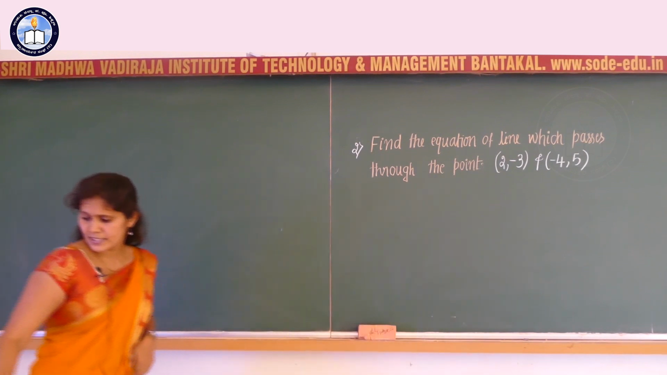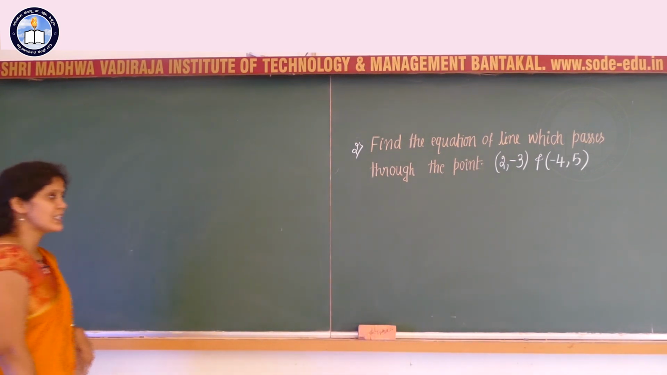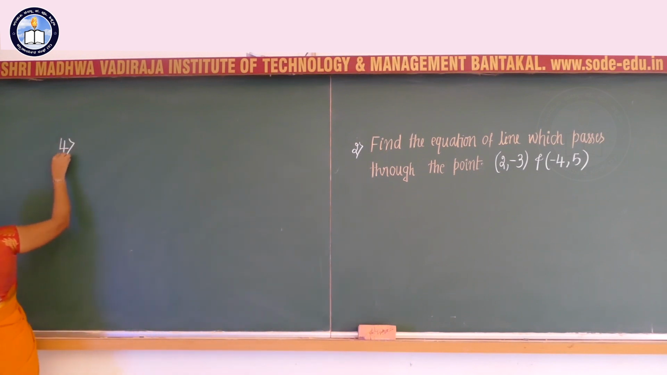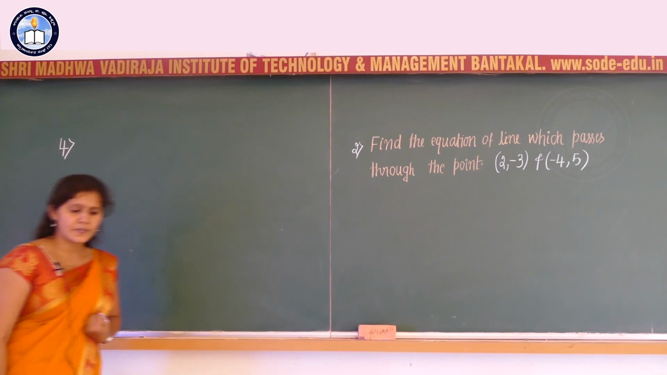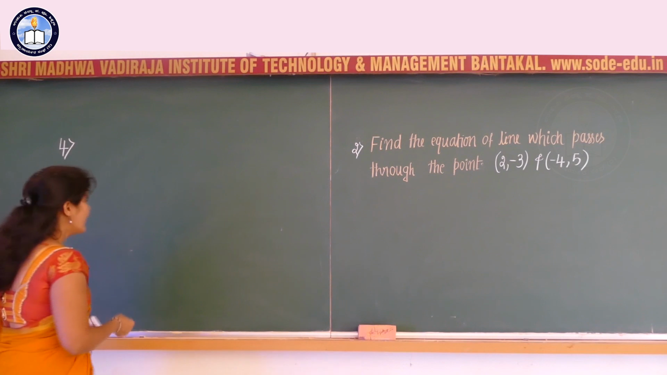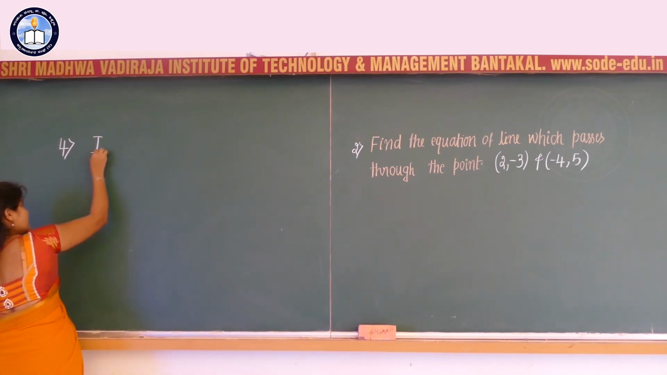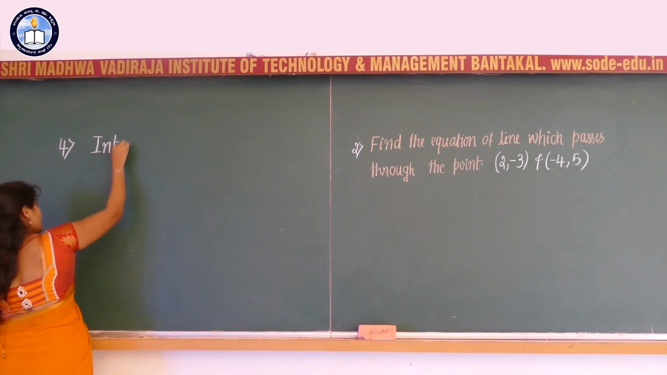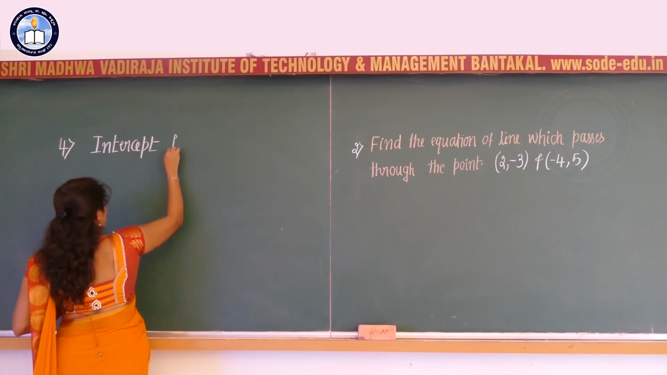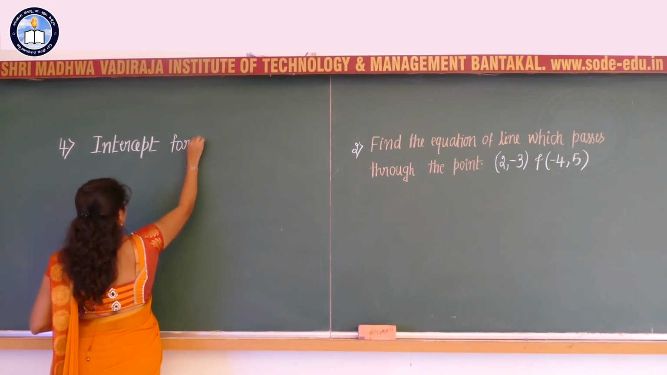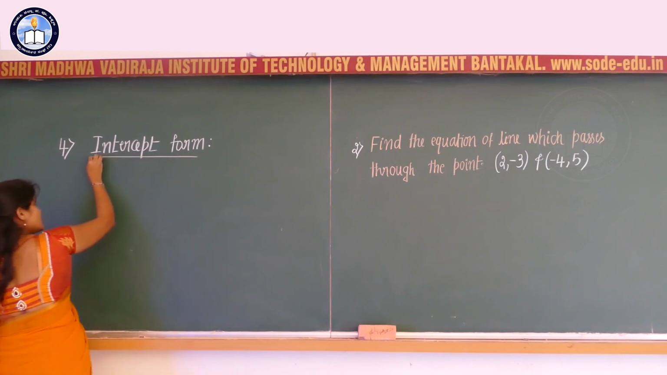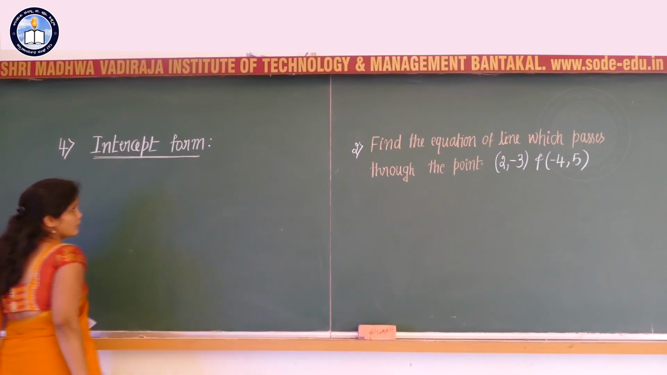So now let's continue with the next form, that is nothing but intercept form. We have completed slope intercept form, slope point formula, and 2-point formula, and the next one is intercept form. So already we have studied about intercepts, right? Now it is intercept form. What is meant by intercept form and how to solve the problems which are related to intercept form.